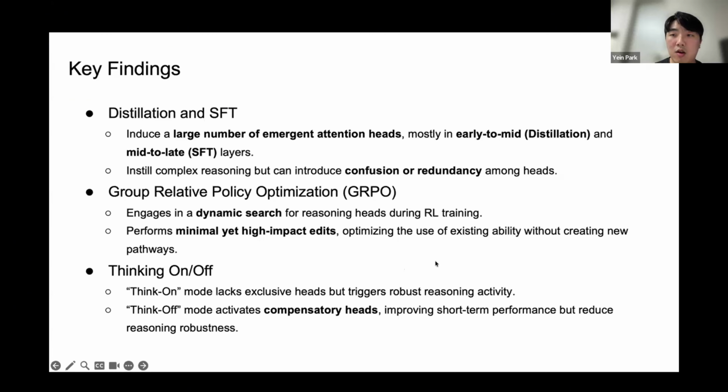And then GRPO, currently known as the DeepSeek training method, engages in a deep dynamic search for reasoning heads during RL training. They perform minimal yet high-impact edits, optimizing the use of existing ability without creating novel pathways. And then think on/off: specifically, thinking on mode lacks exclusive heads, but triggers robust reasoning activities. However, thinking off mode activates compensatory heads, which means many more emergent heads compared to thinking on, improving short-term performance but reducing reasoning robustness.